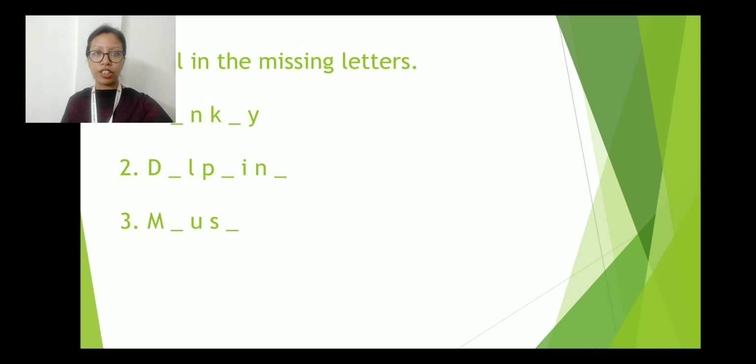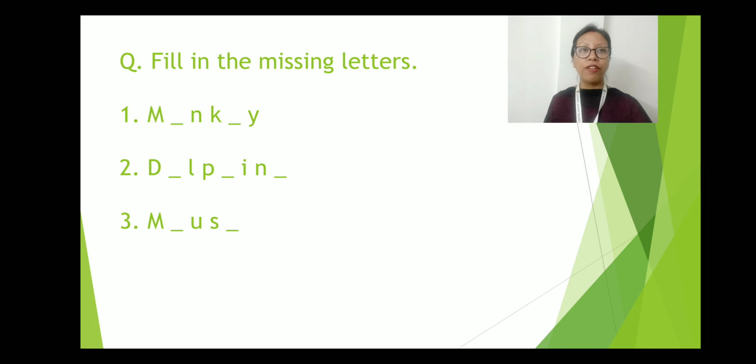Then another question I have for you is this one. Fill in the missing letters. Number one is M-N-K-Y. Number two is D-L-P-I-N. And number three is M-U-S-. So these are some of the animals. You have to find out and write the correct letters here. So you have to do these two questions in your copy and then send it to me.